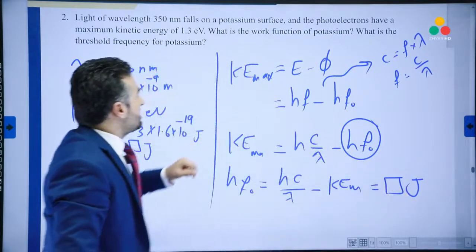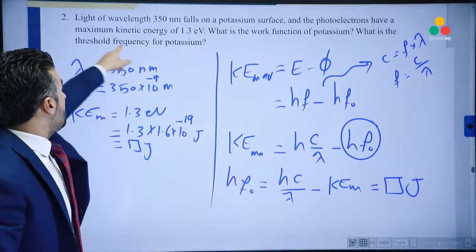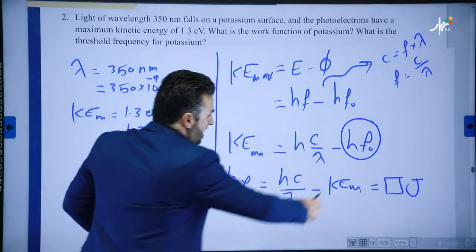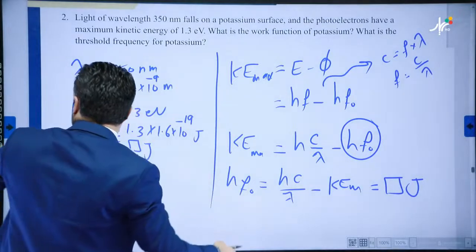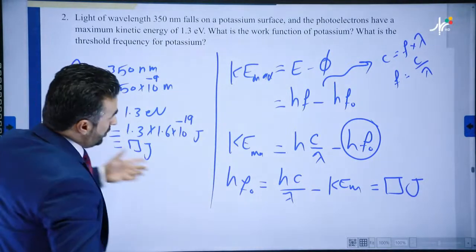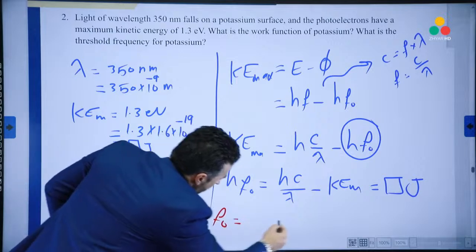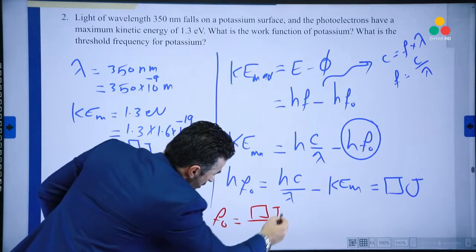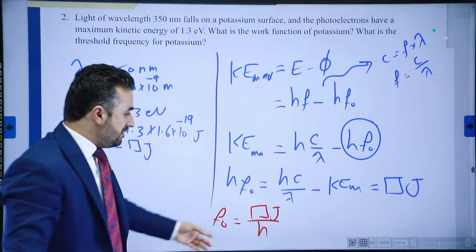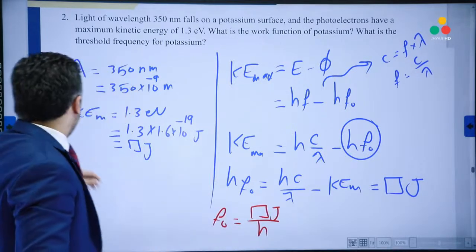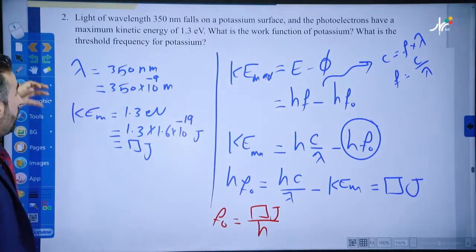The second part says, what is the threshold frequency of the potassium? So now you have the energy. If you want to find the threshold frequency, you can say threshold frequency, that'll be f naught, is equal to whatever the energy that you found in joules divided by Planck's constant. You'll find the threshold frequency. And that is all the idea in this question. There's nothing much more.